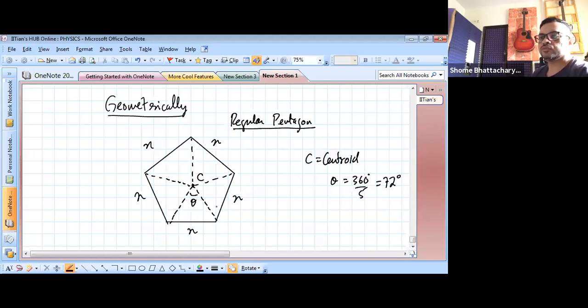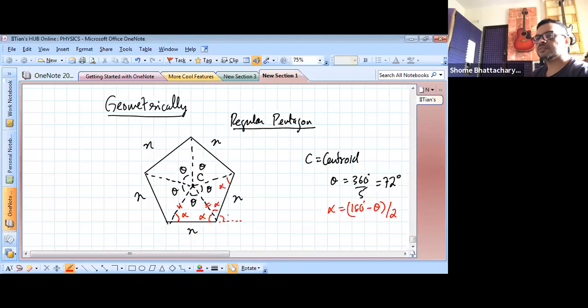So this should give you a clue that there also the angle was 72. And not only that, now you also see that this angle will be equal to this angle because this side is equal to this side. So this is some alpha. This will also be alpha. So alpha is 180 minus theta by 2. And that is why now this exterior angle, this is also alpha.